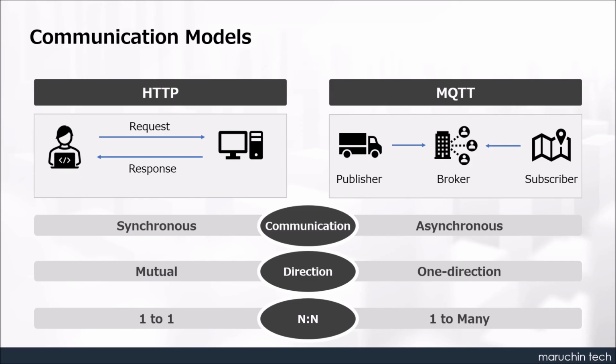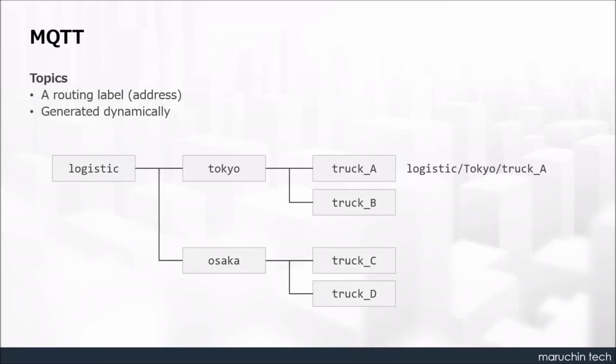Finally, let's explain topics. Think of a topic as a routing label or an address. The topics are generated dynamically when you send a message, so you don't need to predefine them. They follow a hierarchical tree structure, similar to folders on your computer. On the subscriber side, you can specify this hierarchy to receive a group of data at once. For example, you could subscribe to a topic that lets you receive data from all trucks currently in Tokyo.